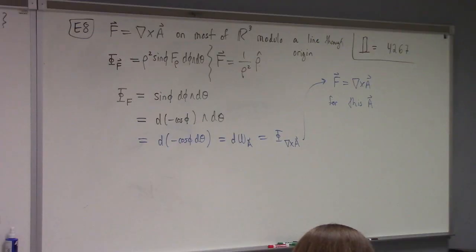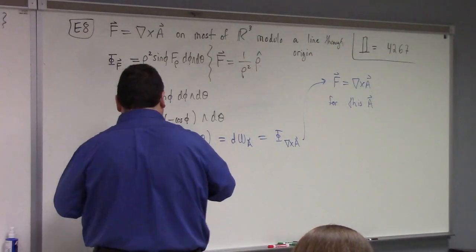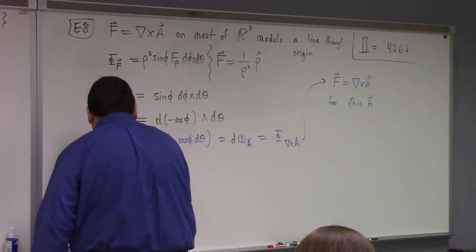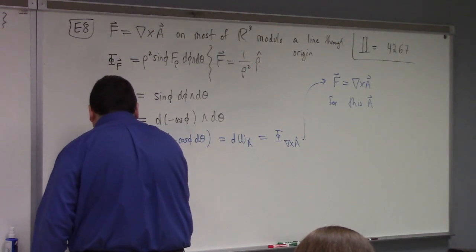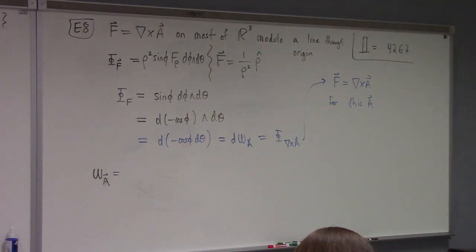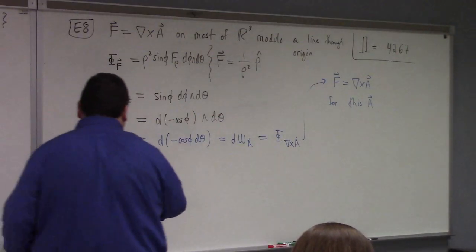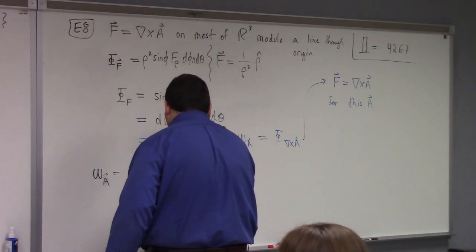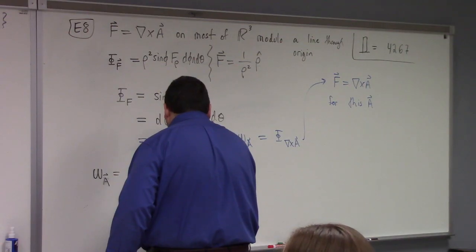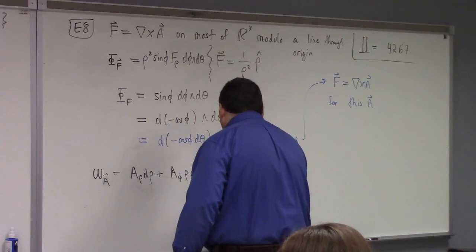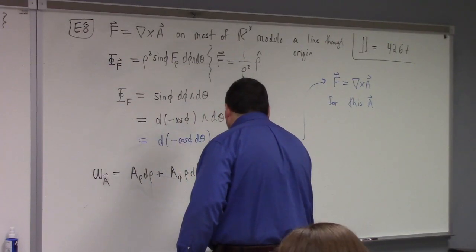Now we just need to understand how to read it. Remember the work form correspondence for the spherical coordinates? What was it? Let me write it in terms of A rather than F. So I've got A rho, d rho. You guys have to help me out here. A rho, d rho. What was the next one? A phi, is it rho d phi? Plus A theta, rho sine phi. Did I get it right?